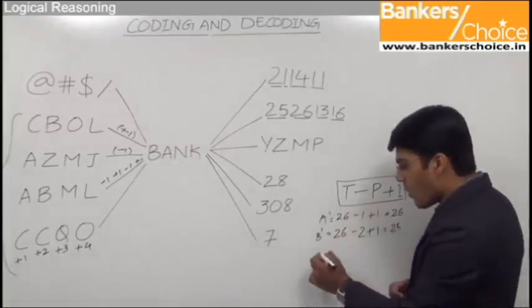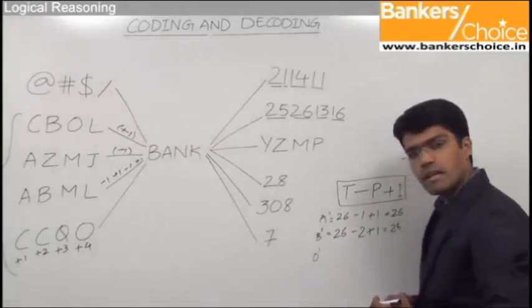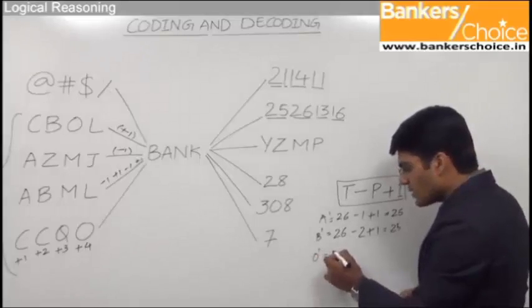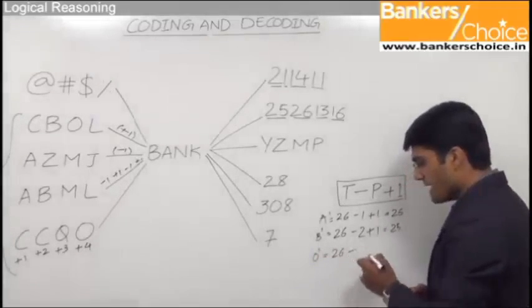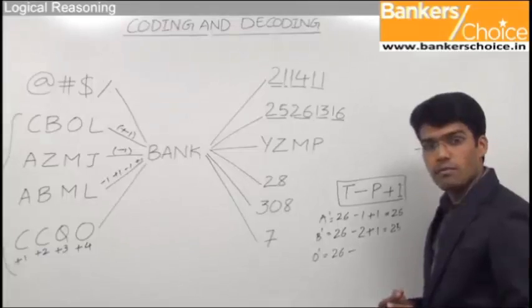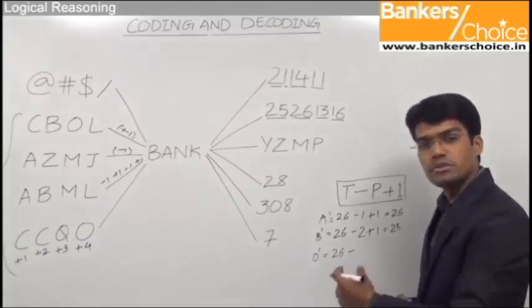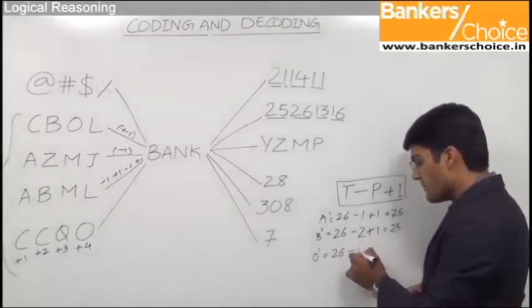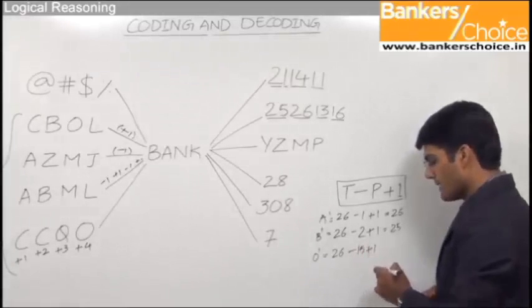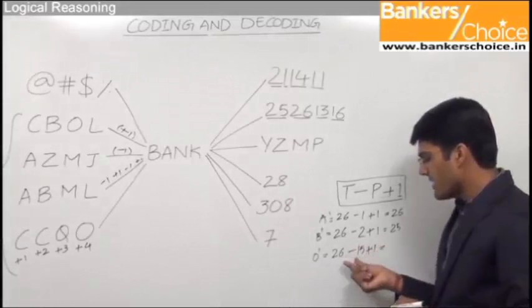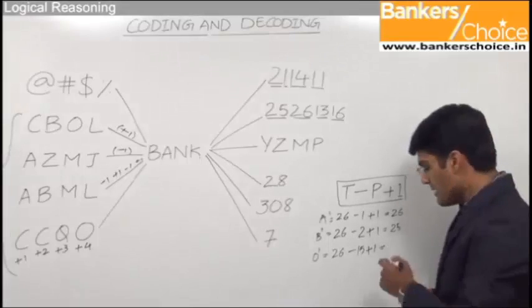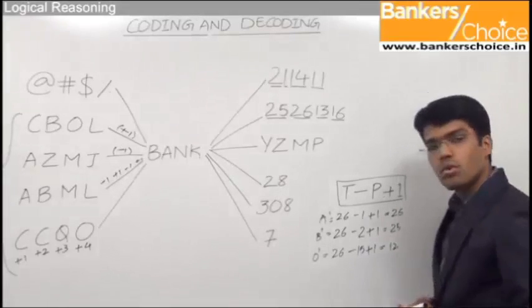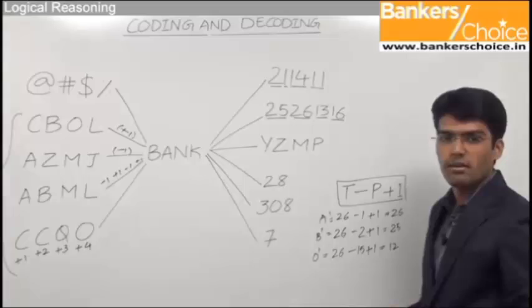Let us take the letter O. The position of O in the reverse order can be taken as total letters 26 minus, we have to remember the position in the forward direction, and the position of O in the forward direction is 15 plus 1. So the position of O can be taken as 26 minus 15, that is 11 plus 1, 12. So O will be the 12th letter in the reverse alphabetical order.